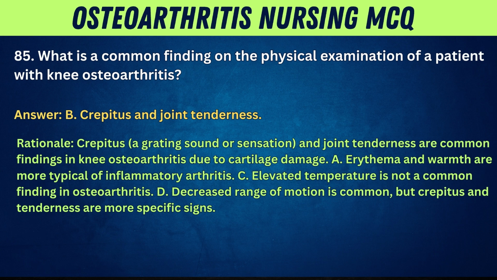Rationale: crepitus, a grating sound or sensation, and joint tenderness are common findings in knee osteoarthritis due to cartilage damage. A. Erythema and warmth are more typical of inflammatory arthritis. C. Elevated temperature is not a common finding in osteoarthritis. D. Decreased range of motion is common, but crepitus and tenderness are more specific signs.